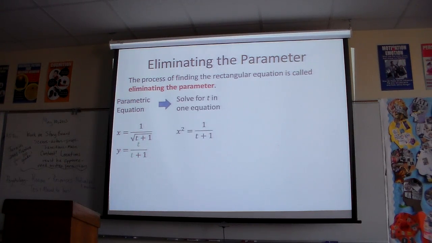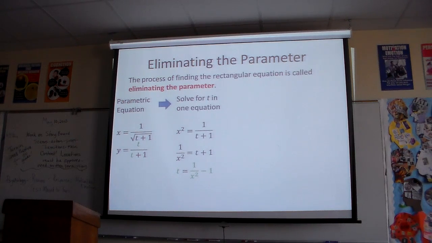I would probably work with the top one. Notice if I square both sides, I have an x squared, I get rid of the square root here, and 1 squared is still 1. Now multiply everything by t plus 1 and divide by x squared. That's what we did: we cross multiplied, in a sense, this t plus 1 times here, and also multiplied this by x squared. Again, what happens is t will be 1 over x squared minus 1 on this particular function.